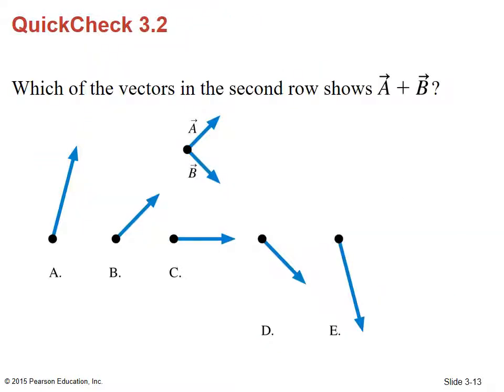Which of the vectors in the second row shows A plus B? The answer is C. Use the head-to-tail method.